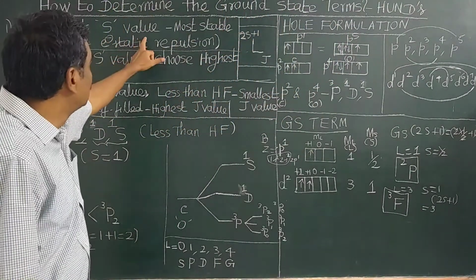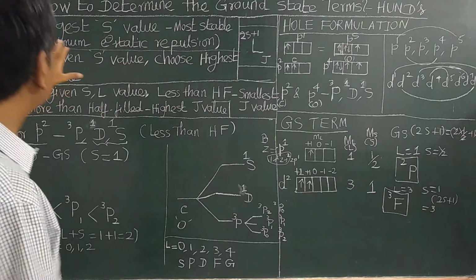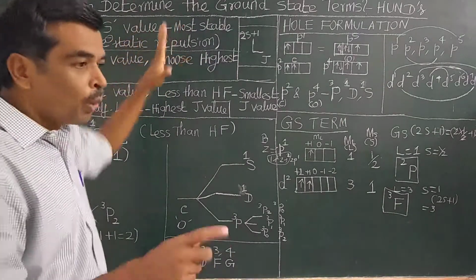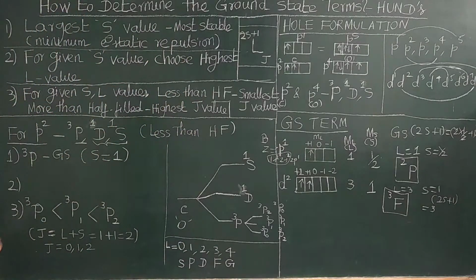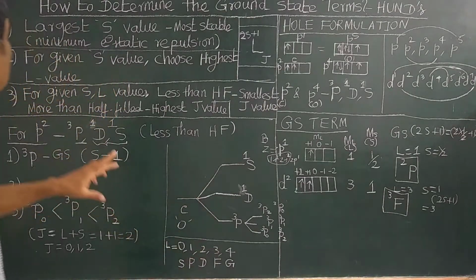The maximum S value is the most stable state. According to Hund's rule, the maximum S value is the most stable spectroscopic state, the most stable term. The most stable term is the ground state.